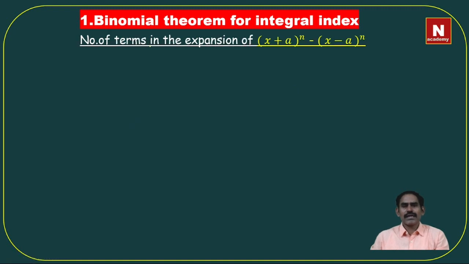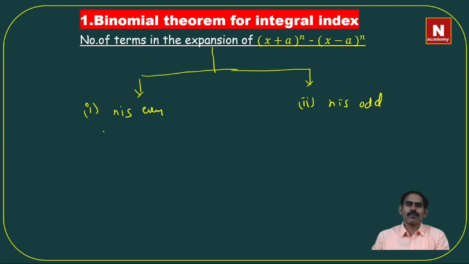Next, the number of terms in the expansion of (x plus a) whole power n minus (x minus a) whole power n. Here also two cases will arise: 1, n is even; 2, n is odd. Here the formula is: when n is even, the number of non-zero terms after expansion will be n by 2. When n is odd, it is (n plus 1) by 2, same as before.